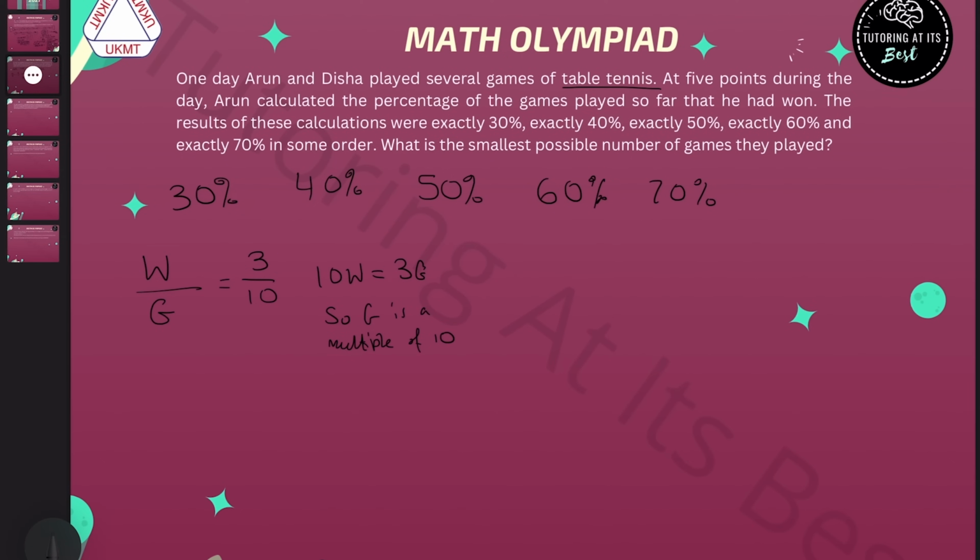So where else could we use this argument? Well, if you worked with 70%, you could put 7/10, which means we would have 10w = 7g, and everything else works the same. So to get 30% and 70%, you must have worked with at least 2 multiples of 10. But the same argument doesn't work with 40, 50, and 60 because you get some cancellation going on. So if we're going to achieve both 30% and 70%, we need to play at least 20 games. So you can have a 10 and a 20. So perhaps you might need to play 30 or more games.